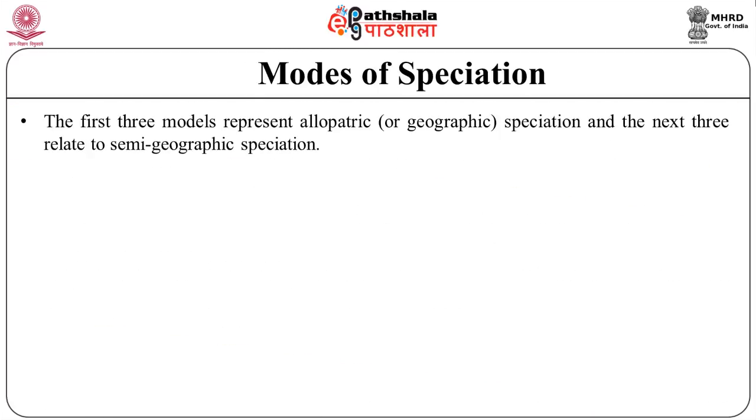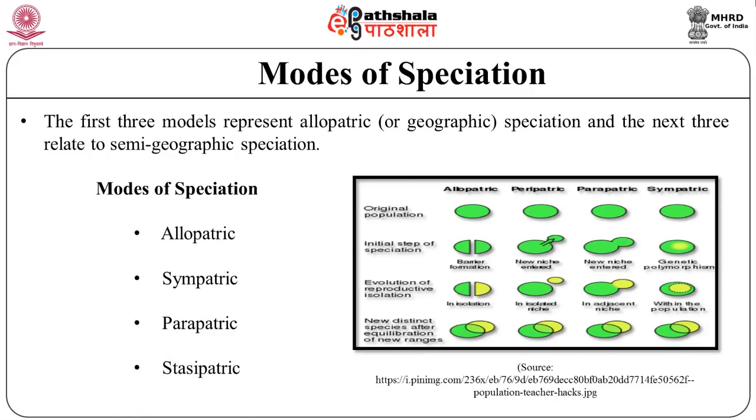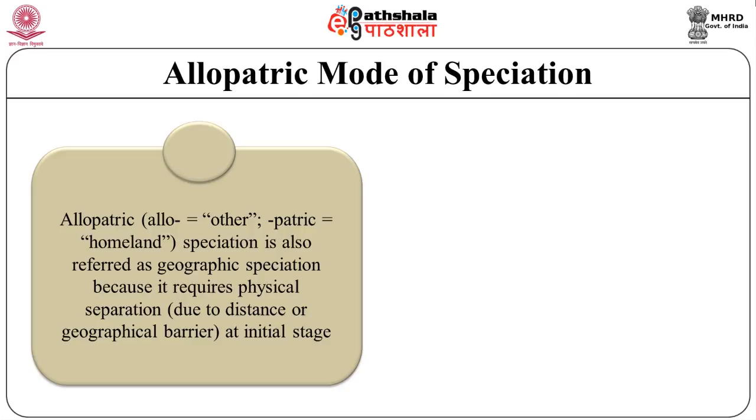The first 3 models represent allopatric or geographical speciation, and the next 3 relate to semi-geographic speciation. Allopatric, sympatric, parapatric and stasipatric are the prominent modes of speciation to illustrate the process in animal species. Figure 3 shows the different modes of speciation. Now let's talk about the allopatric mode of speciation. This figure shows the allopatric speciation model as given by Jenkins in 1990.